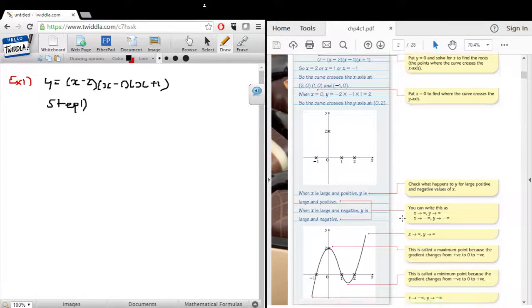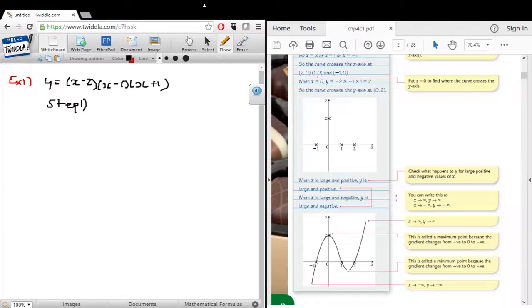Then they've gone on to establish the way that the graph will look. And this is the important point. This is the new part of this question that you wouldn't have done before. So let's use the fact that they've already done half the work for us. Here is 2, 1 here, minus 1, 2 there. Now the way to resolve this, they phrased it as: check what happens to y for large positive and negative values of x. When x is large and positive, y is large and positive. When x is large and negative, y is large and negative.